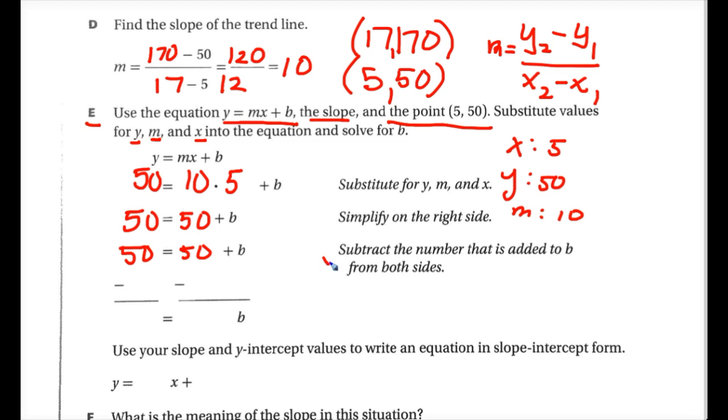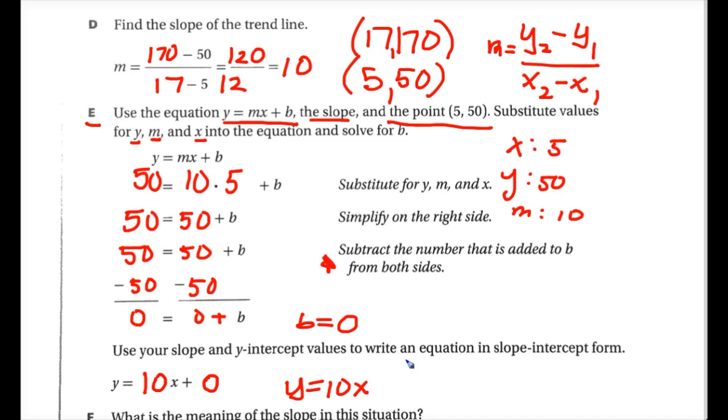Now it says subtract the number that is added to b from both sides. So I'm going to subtract 50 from both sides. I get 0 plus b equals 0. So b equals 0. Use your slope and the y-intercept to create an equation. My slope was 10. My y-intercept is 0. Y equals 10x. I'm going to clear it off, so pause and copy anything down you need copied.